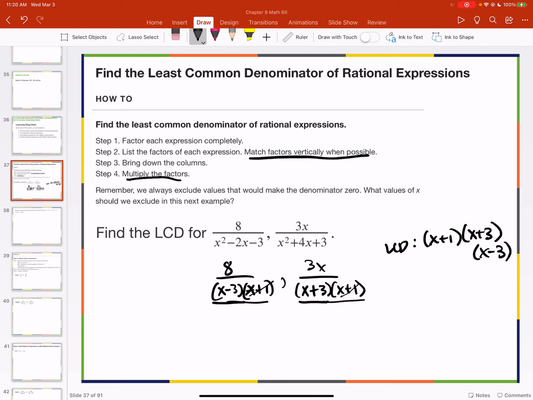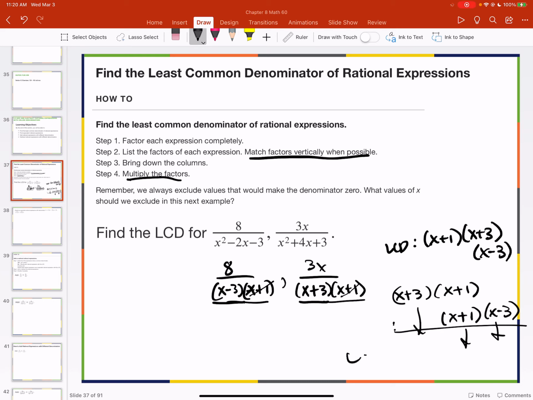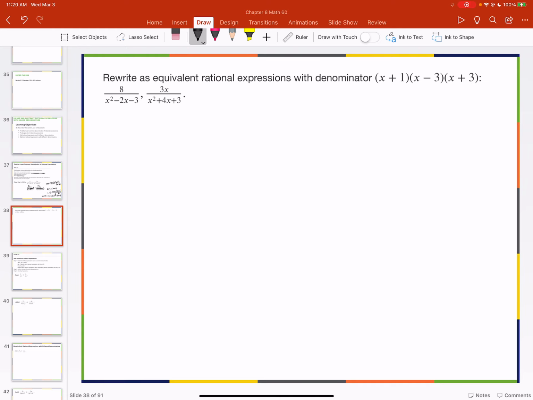The way the book says to do it is, you have x plus 3, x plus 1 for one of the factors, and then the other one was x plus 1, x minus 3. But then it said to bring them down like this, and your LCD is x plus 3, x plus 1, x minus 3. That's fine too. But if you just think of it as, when I see a pair, I just need to represent it once, and then everything else that's new, you put in there. Okay, so we just did that.